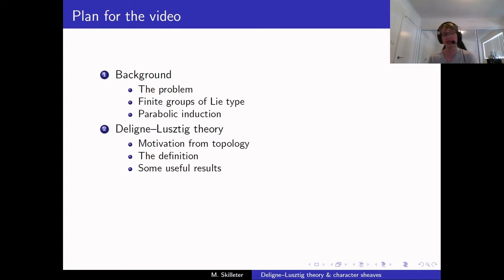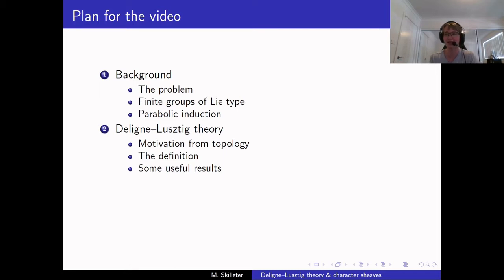Then we'll move on to Deligne-Lusztig theory. And I am going to give the construction of the Deligne-Lusztig characters, which is the most technical part of this talk. But before I do that, I'm going to try and motivate it a bit more by drawing some analogies with topology and discussing permutation representations a little bit. We'll then give the construction, and we'll conclude the section on Deligne-Lusztig theory by talking about some useful results.